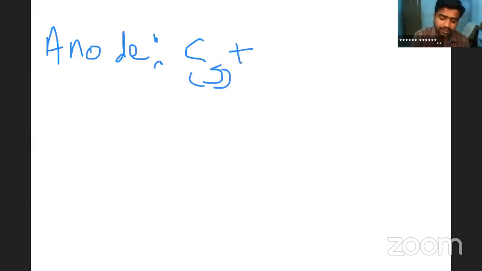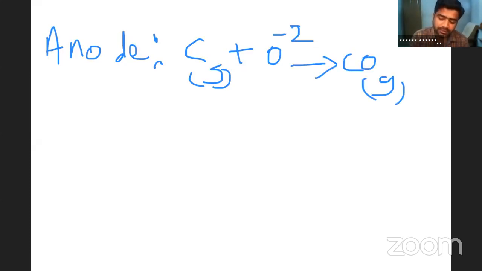Your carbon. Okay, that is in the form of O-2. It will give you CO gas here, plus 2 electrons at the anode. Try to understand what I'm writing in this reaction here. It is from the anode, the same, that is a carbon.